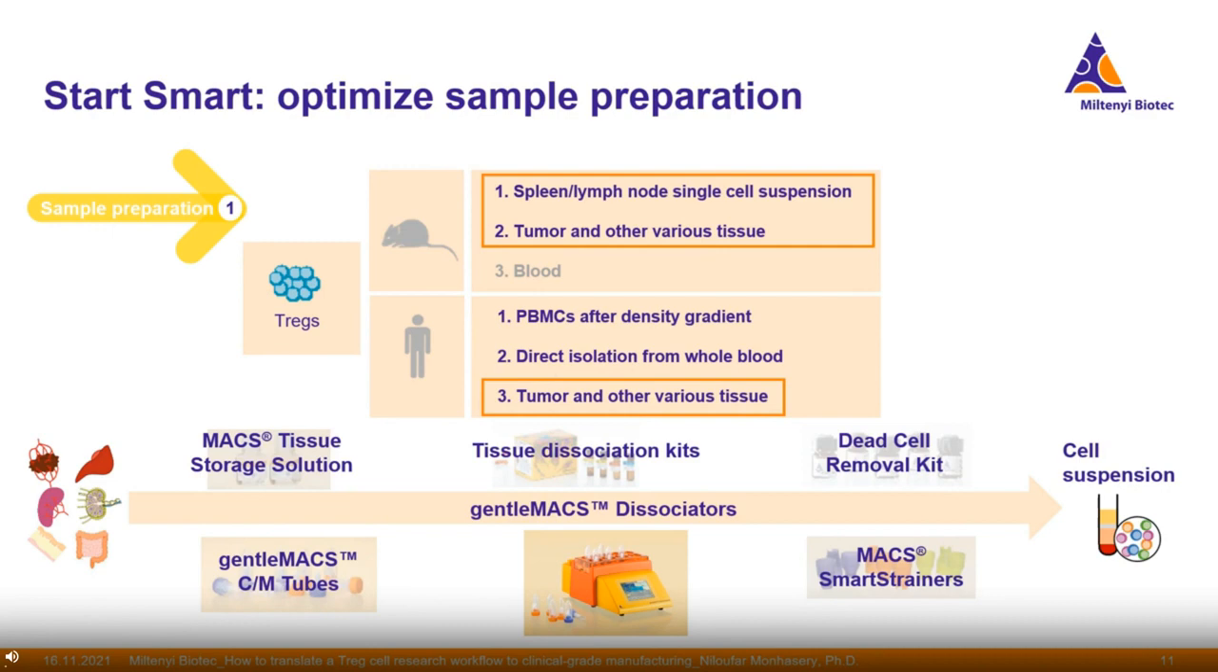The gentleMACS Dissociator and its big family, tissue dissociation kits, all the solutions that you need to store your cells and remove your dead cells, different types of tubes, and also strainers and filters that can help you to get a very high quality cell suspension with high viability are available in our sample preparation platform.